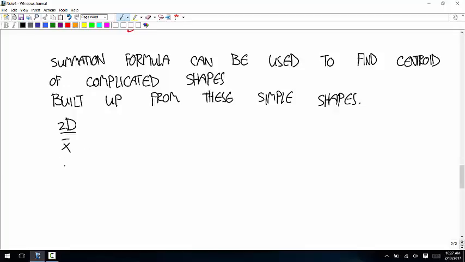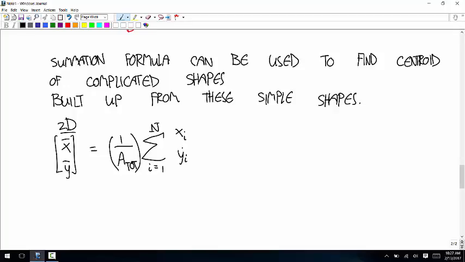the total centroid, x and y components, are equal to 1 over the total area times the sum over all the pieces. In this case, there are n pieces of the centroid of that piece times the area of that piece.